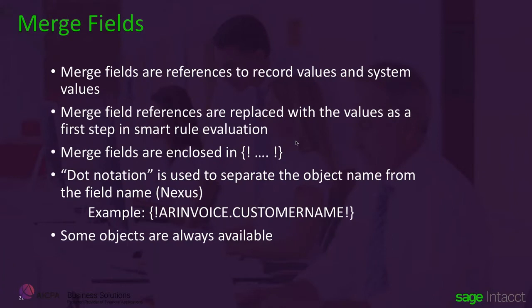Merge fields. Merge fields are references to record values and system values. Merge field references are replaced with the values as the first step. So for example, the AR invoice dot customer name. So this is where I was saying in a merge field, essentially, think of it as you're doing a mail merge inside of Microsoft Word to create address envelopes for your daughter's birthday party, and you're going to send out invitations to her birthday party, right?